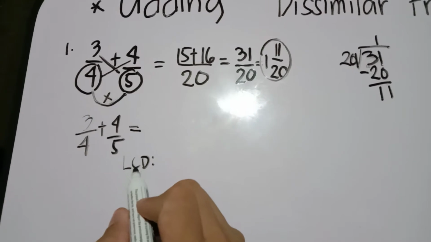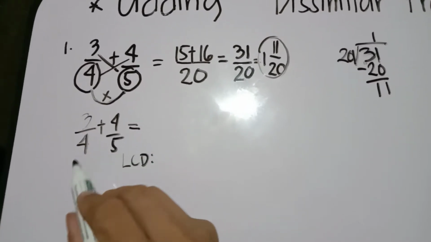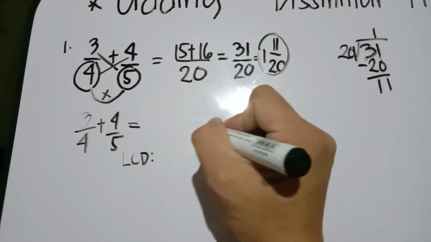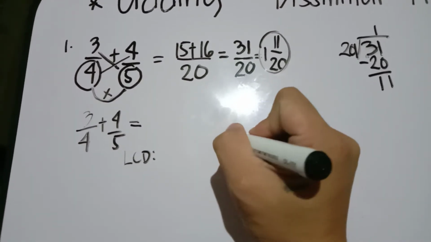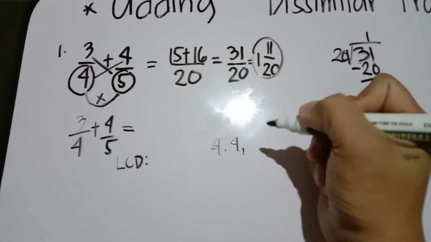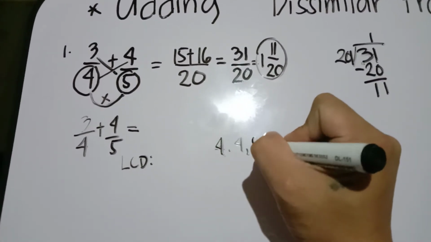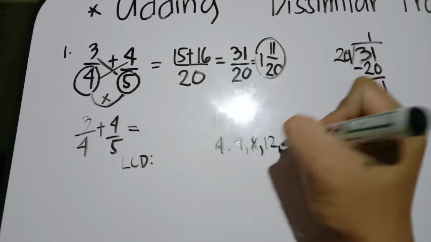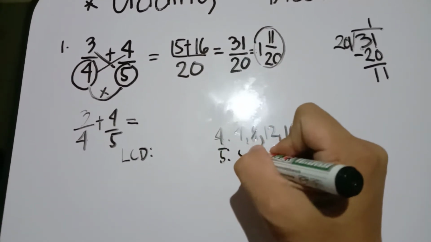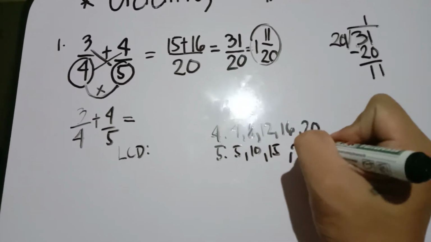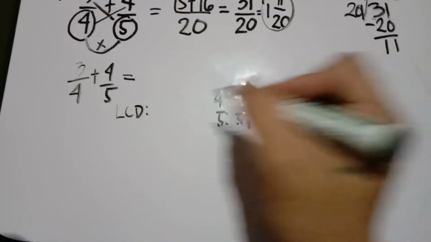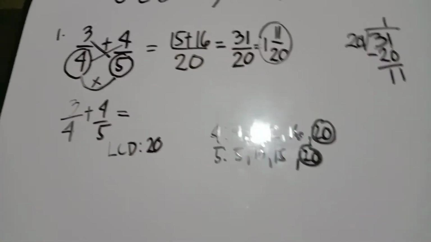Now, how to find the LCD? We are going to list the multiples of the denominators. In this example, the denominators are 4 and 5. So we will list down the multiples of 4. The multiples of 4 are 4, 8, 12, 16, 20. While the multiples of 5 are 5, 10, 15, 20. So 20 is a common multiple, and that is our LCD. So the LCD here is 20.